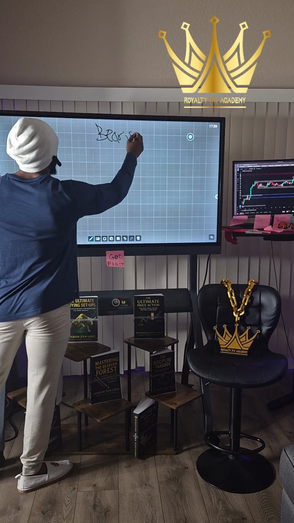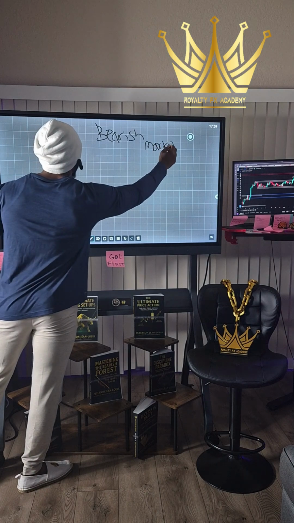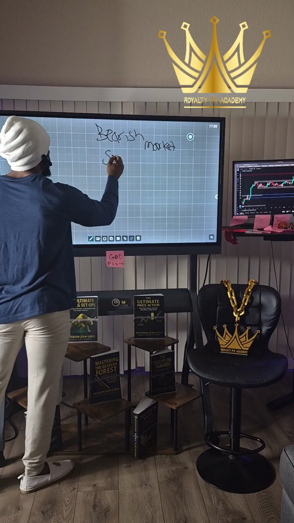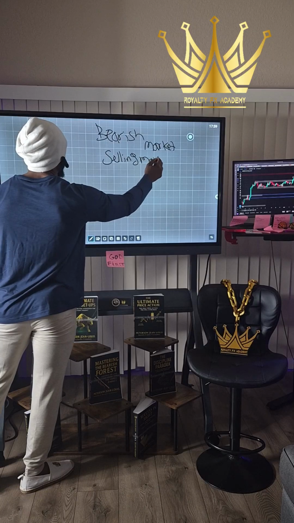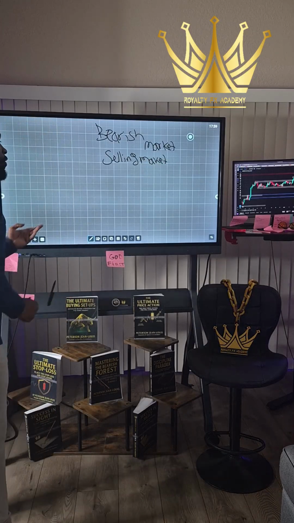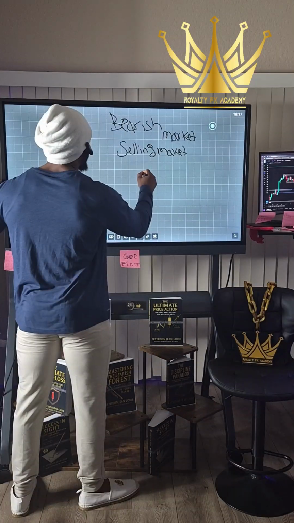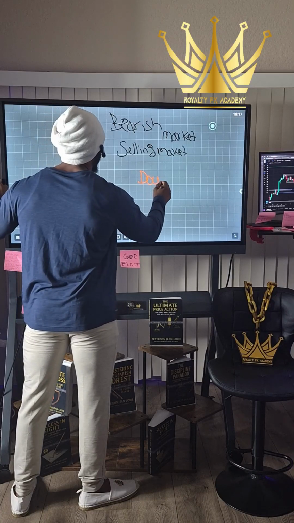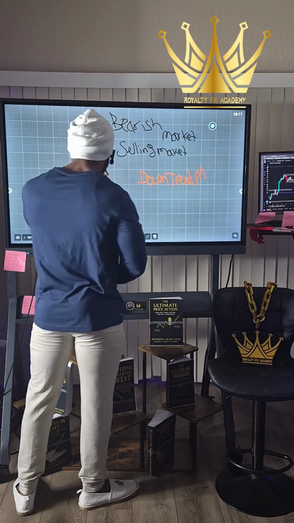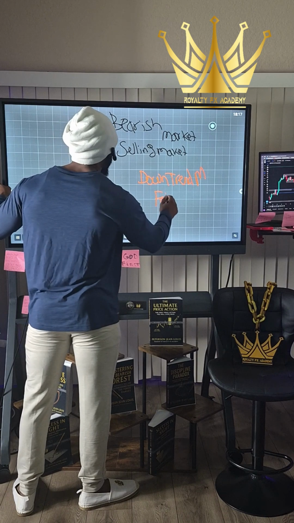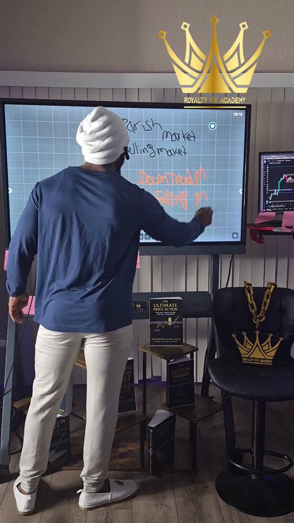So a bearish market is also considered as a selling market, also considered as a downtrend market, also a fallen market. These are just different terminologies to let you know that the market is going down.